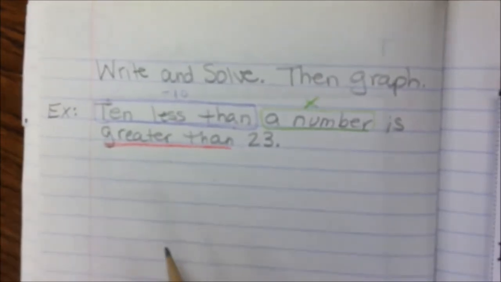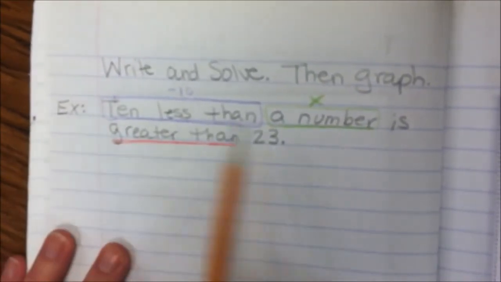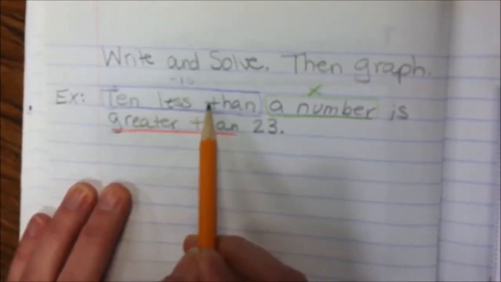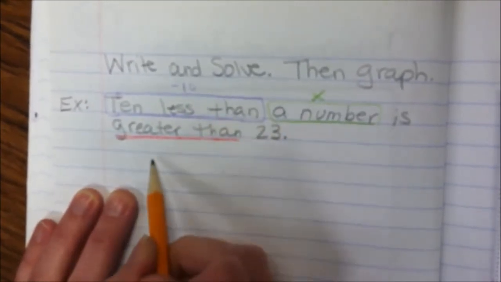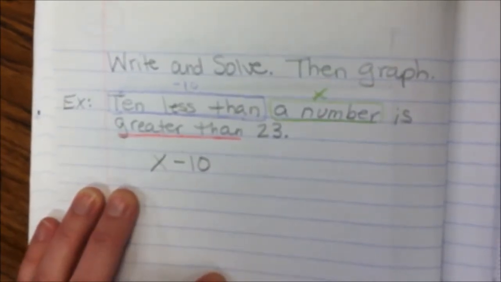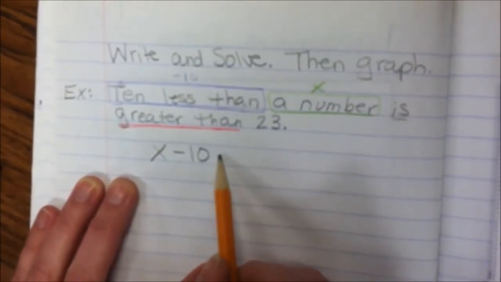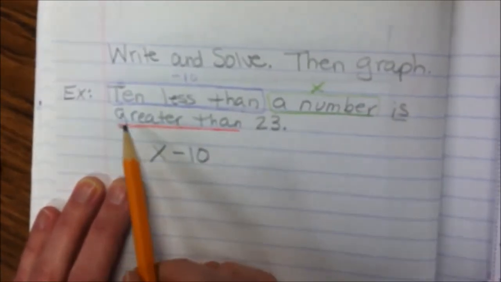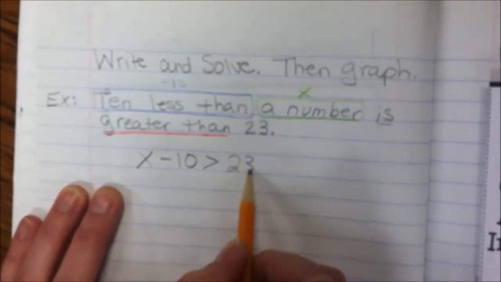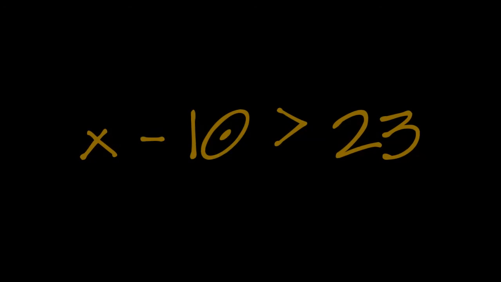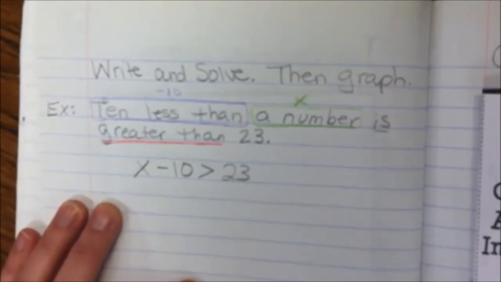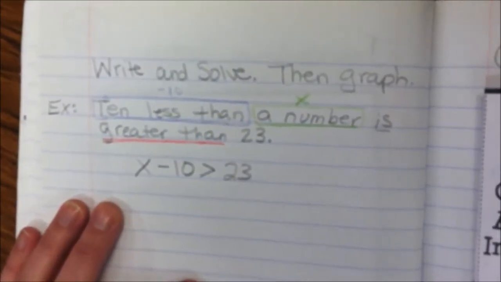So if we write this, the first part is to write the inequality. So you have to use the keywords to set up the inequality. So it's going to be 10 less than, so I know that comes at the back. So I'm going to start with x, and x has to be 10 less than. I have to take 10 away from that. Is, we learned before, means equals, but it says is greater than, so you have to put the greater than symbol in, 23. And I will let you now go ahead and solve that one on your own and graph it.